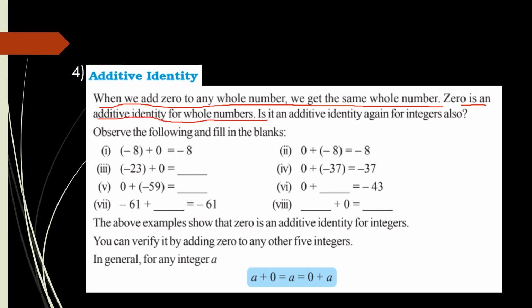Now, is zero an additive identity again for integers? So their question is, can we say 0 is an additive identity for integers? Let's check. Observe the following and fill in the blanks.